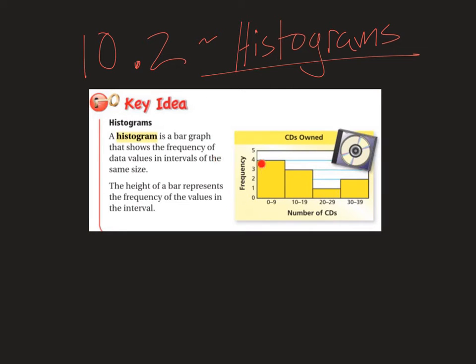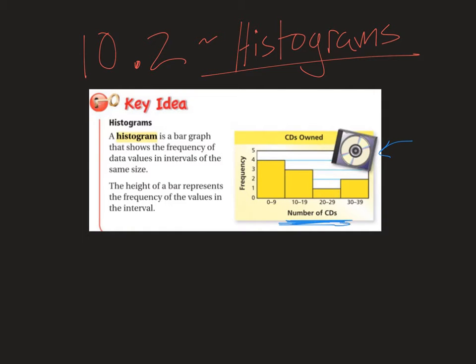All right, so a histogram is basically just a bar graph. You guys should recognize this kind of a graph that shows the frequency, or how much something happens, of different intervals of the same size. So what an interval means is we're kind of having these buckets of numbers down here. So you can see here that we're measuring the number of CDs. CDs, or compact discs, used to have music on these. We don't really use these too much anymore.